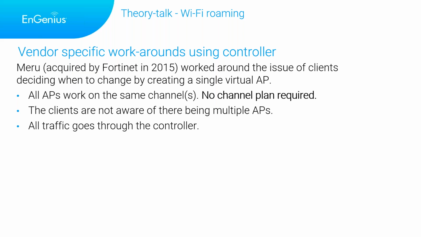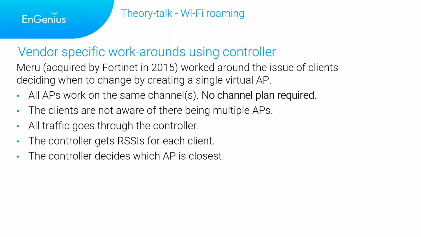But all traffic goes to the controller, all the traffic. So if you go to the internet, it goes to your AP, then to the controller, and then to the internet. If you talk to another device on the network, it goes to the controller, and from the controller to the other device. The upside is that the controller receives with each packet the RSSI from each client, so it knows which AP is closest, and when it replies, it will choose that one AP.